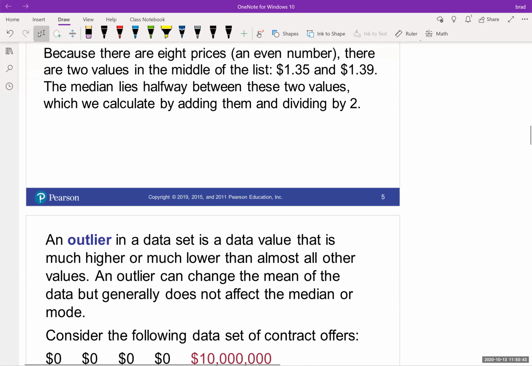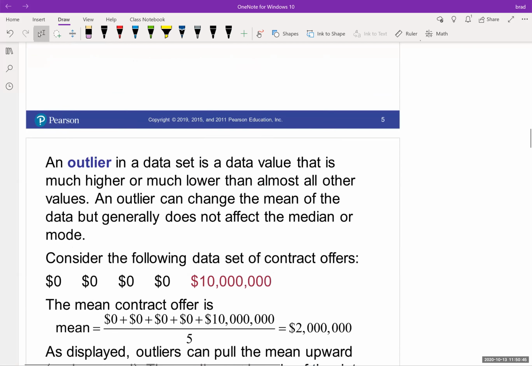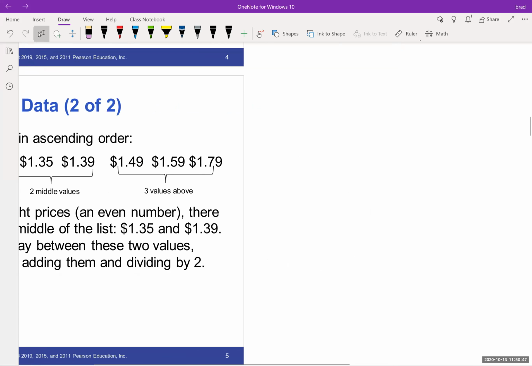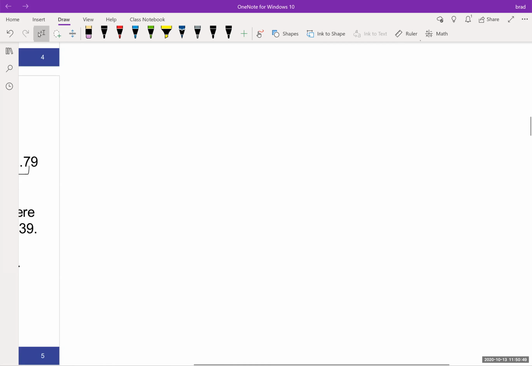Let's see, we already did this one. Okay, let me give you guys a practice problem. So let's go over here a little bit to the side. I have a problem I wanted to do from my statistics class.